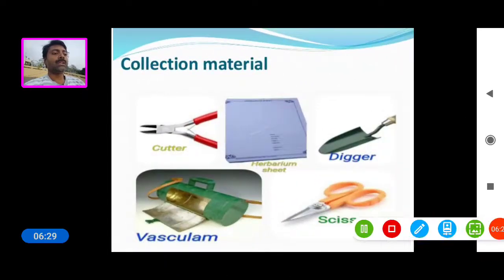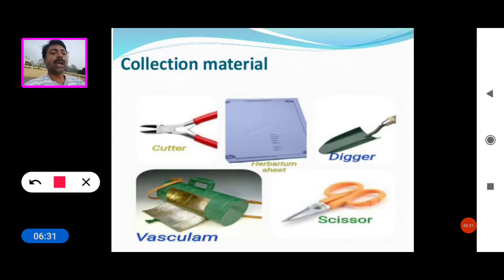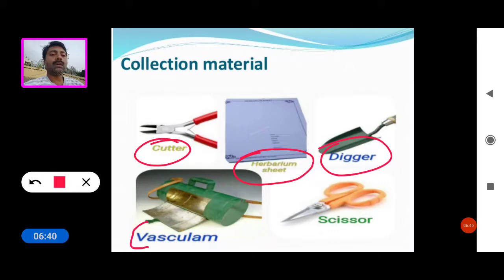So these are the materials used in the plant collection: the cutter, herbarium sheet, digger, vasculum, and scissors.